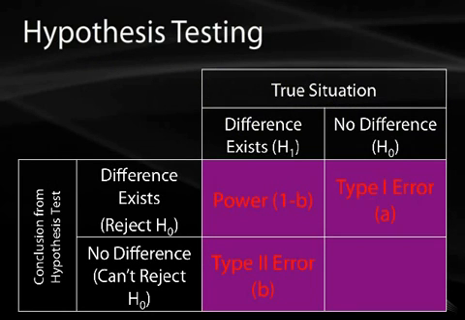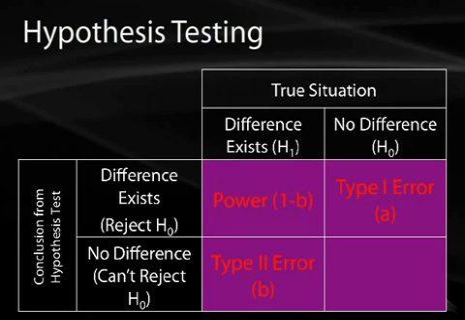Hypothesis testing. We can describe several scenarios where we compare the true situation, that is, what is the reality in terms of two different groups that we're studying, versus what we concluded from our hypothesis test. So for example, if in the true situation there really was a difference between the two groups that were being studied, and we found that a difference existed, that is, we rejected the null hypothesis, this is reflected in the power of the study, that is 1 minus beta.